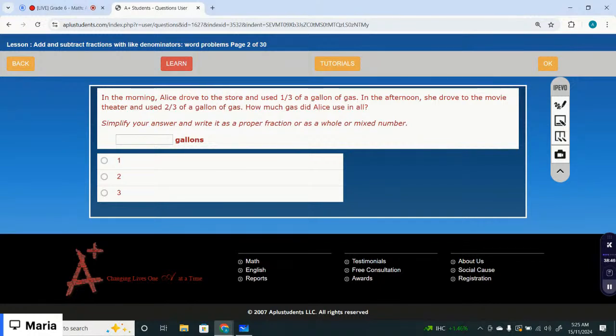In the morning, Alice drove to the store and used 1/3 of a gallon of gas. In the afternoon, she drove to the movie theater and used 2/3 of a gallon of gas. How much gas did Alice use in all? So, which is the correct option?